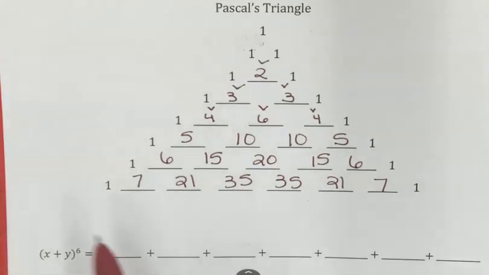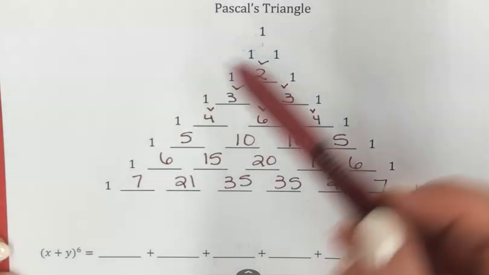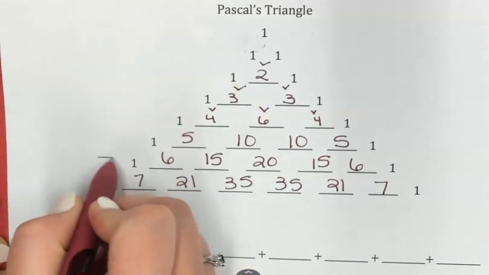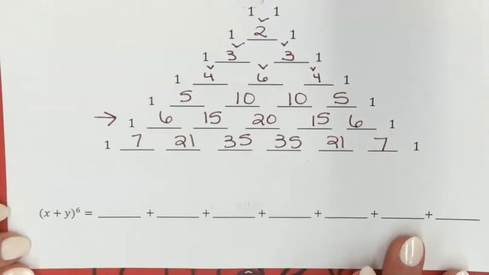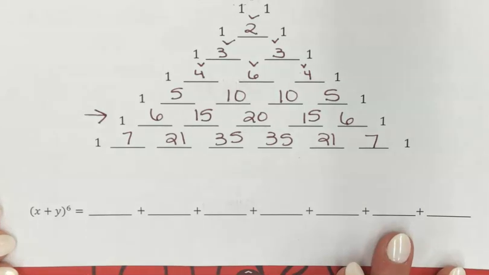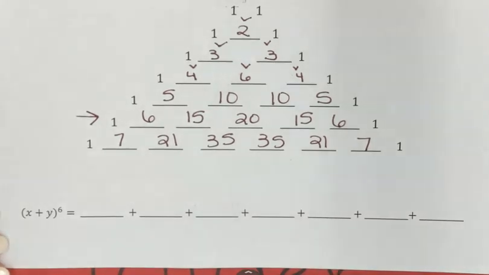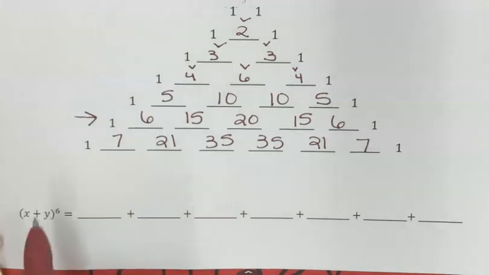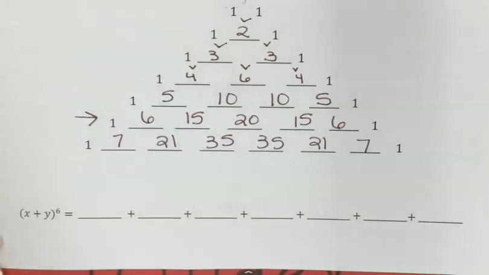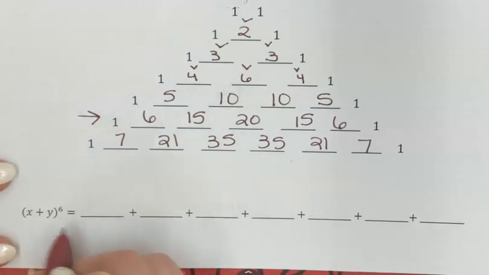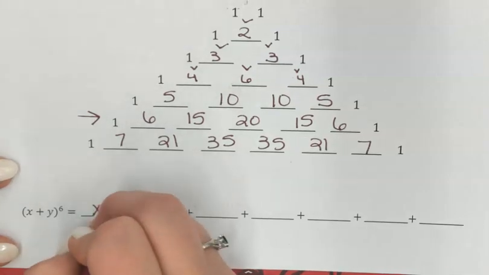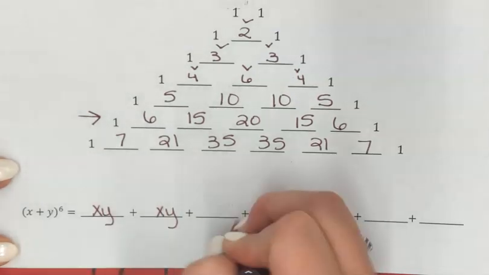So let's look here. I've got x plus y to the 6th. That means 0, 1, 2, 3, 4, 5, 6. This is the row I'm looking at. And I'm going to have 7 terms in my answer. Remember, the number of terms is your exponent plus 1. So I'm going to have 7 terms here, and we're going to figure out what each of those is. So I'm going to start by having x, y in each of these terms. x, y, x, y.